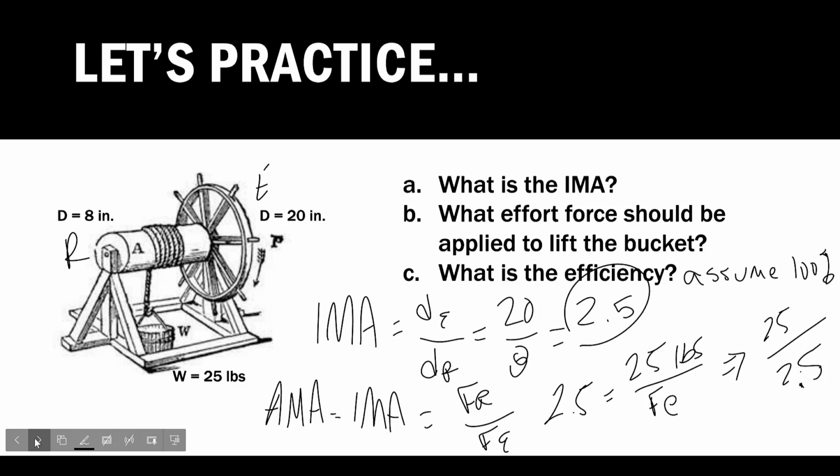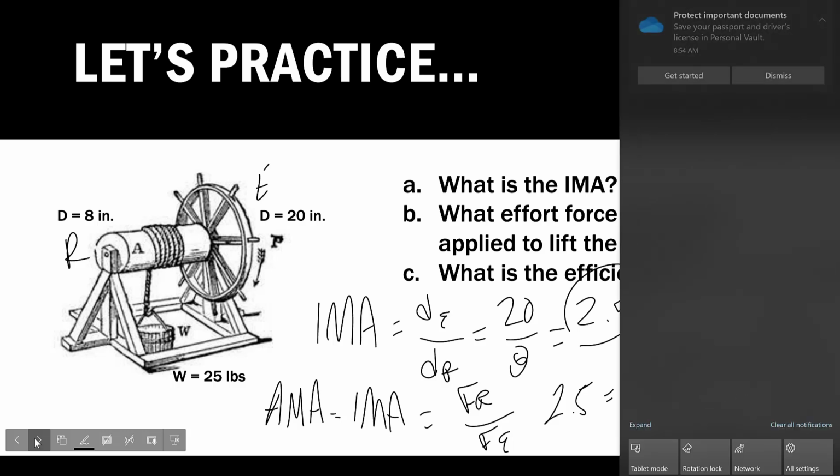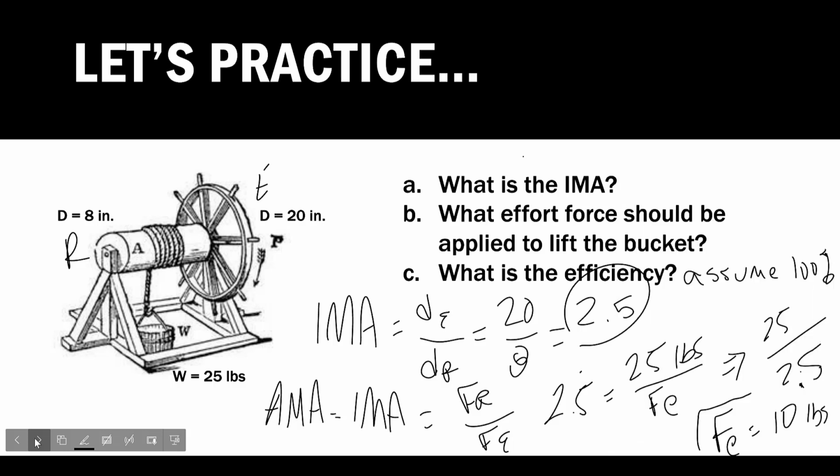So 25 divided by 2.5 is 10. So our effort force is 10 pounds. Oops. Get that thing off of there. There we go. 10 pounds for our effort force. So that's letter B. These two examples are very similar to the problems you're going to do in today's activity.